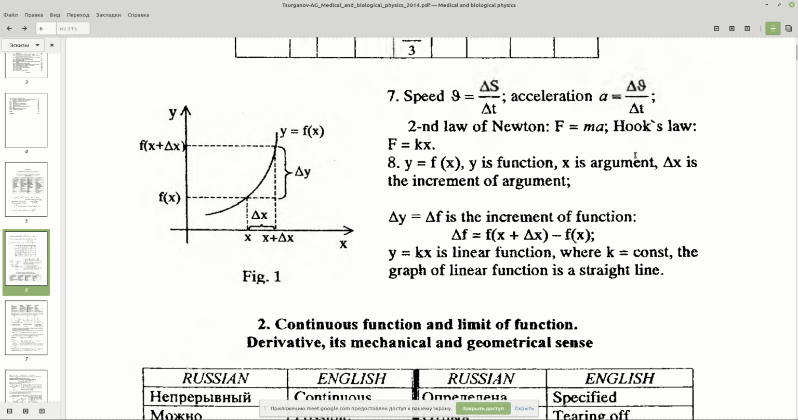So the force acting on some body is equal to the mass of this body and the acceleration of movement given by this force. And Hooke's law: the force acting on the body will be the elongation of the body, x, multiplied by some stiffness of the body.